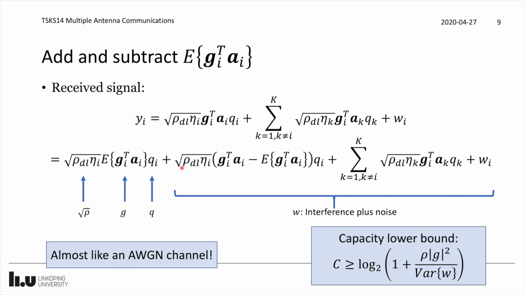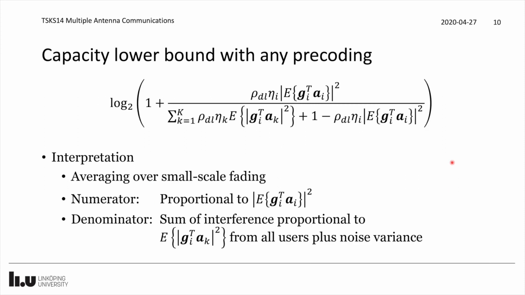Computing the variance of this part is taking some more effort, but we can do it. And in that case, this is the expression that we're going to get. So in the numerator, we get rho downlink times eta I. So this is the transmit power to user I. Then we get this expected value within the product that we wanted to have as our channel. We get the absolute value square.